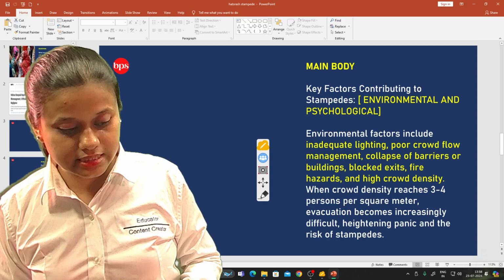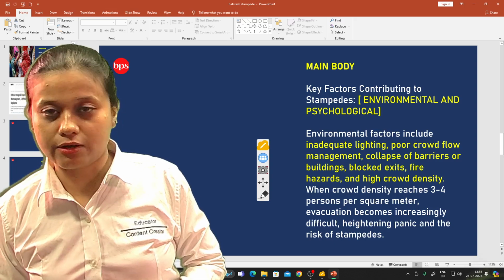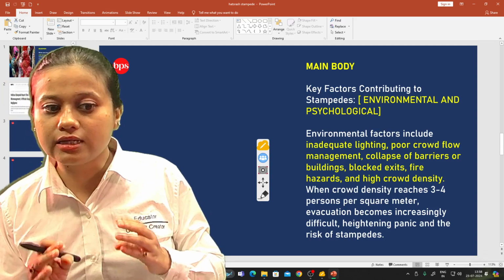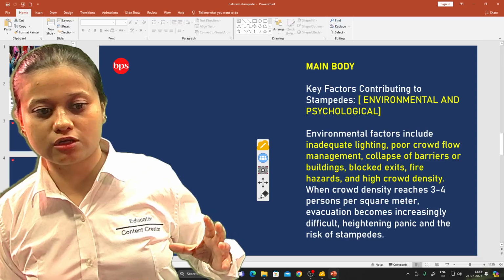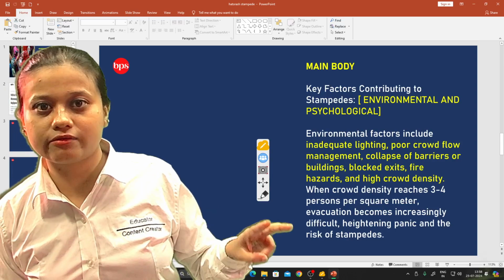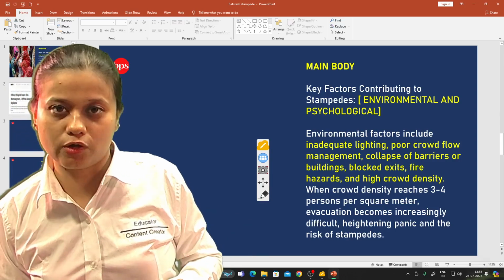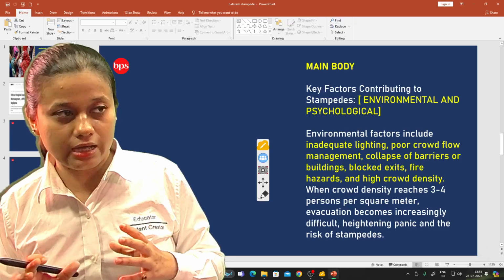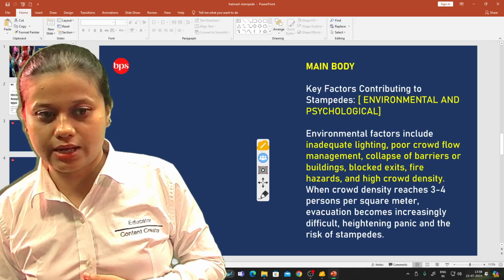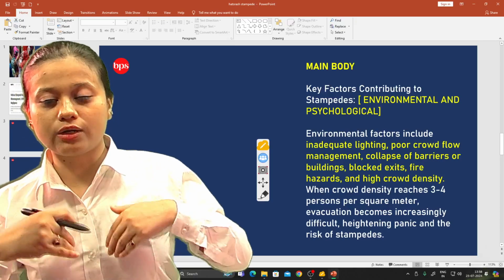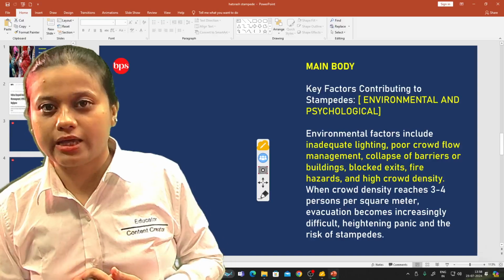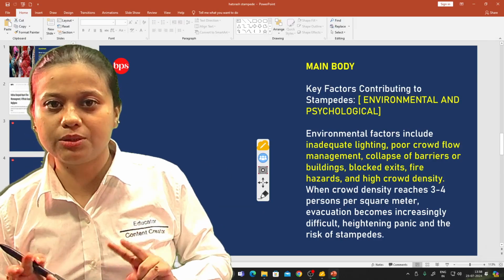Now, blocked exits, fire hazards, and high crowd density. Sometimes if there are 3 exits, the administration will only open 1 exit, and the other 2 exits will be blocked. And when an emergency situation comes, people have to run only from that particular exit, because the multiple exits have been blocked.